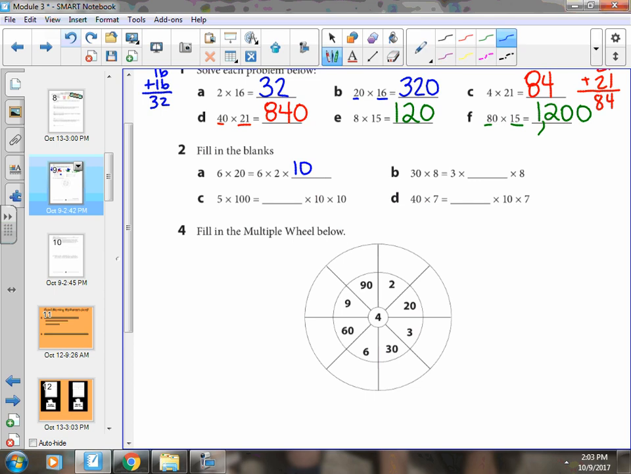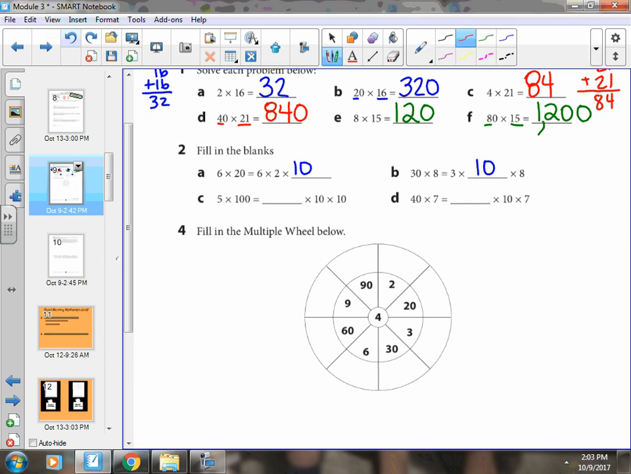Okay. Letter B, I see 30 times 8. Well, there's an 8 on the right-hand side, but there's only a 3, not a 30. If I put a 10 in, 3 times 10, there's my 30. And then, of course, there's an 8 on both sides as well. So we're not figuring out what 30 times 8 is. We're really just figuring out what number needs to go in the blank, so that way the left-hand side of the equation matches the right-hand side of the equation.